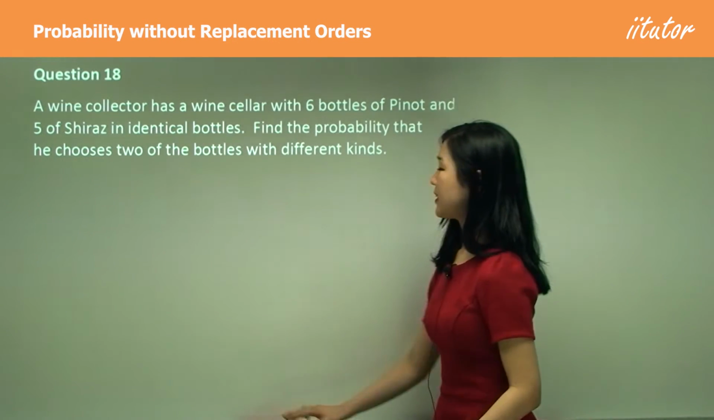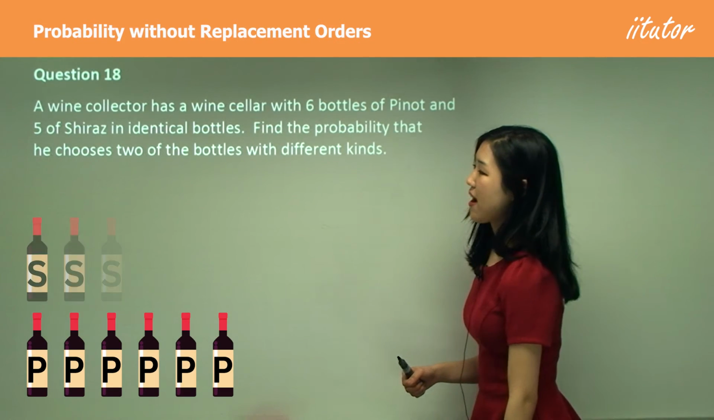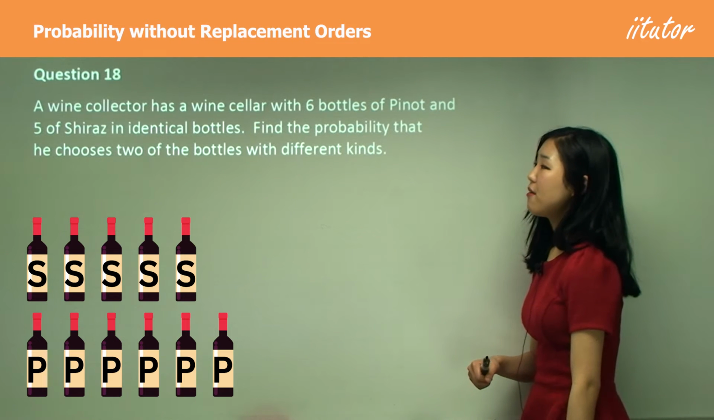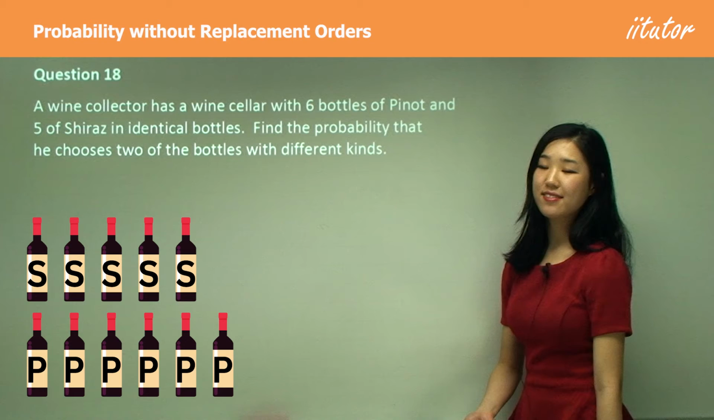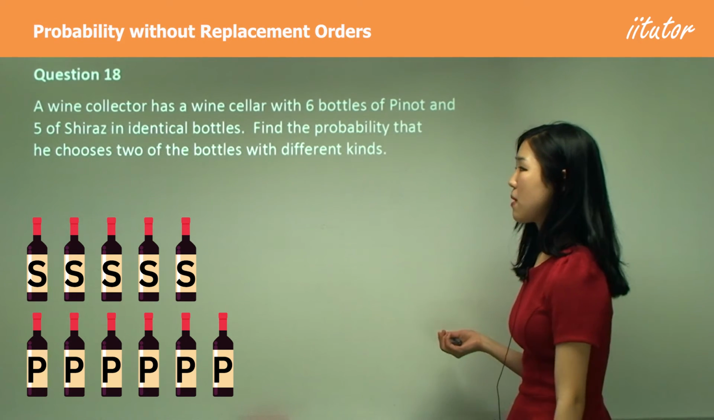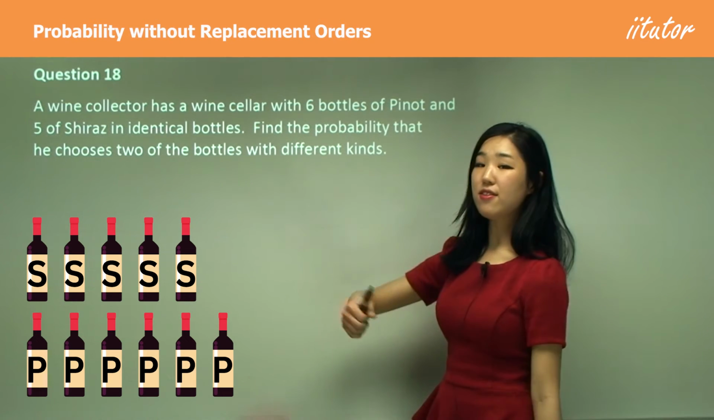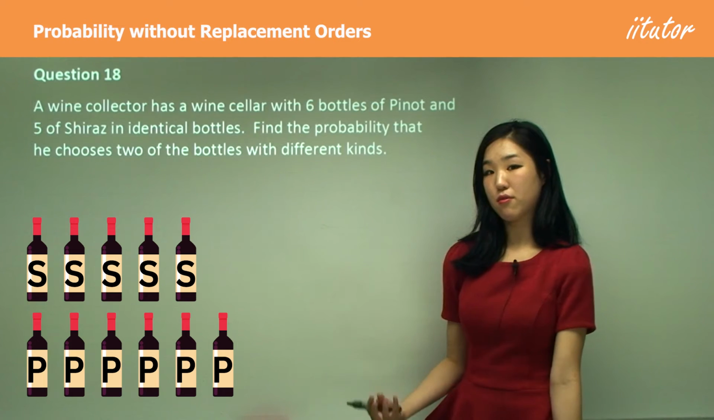A wine collector has a wine cellar with 6 bottles of Pinot and 5 of Shiraz in identical bottles. Find the probability that he chooses 2 of the bottles with different kinds. Okay, so he picks 2 and he wants the 2 to be different. So maybe he can go Pinot and then Shiraz, or Shiraz then Pinot. Depending on the order, we'll have to determine different cases.